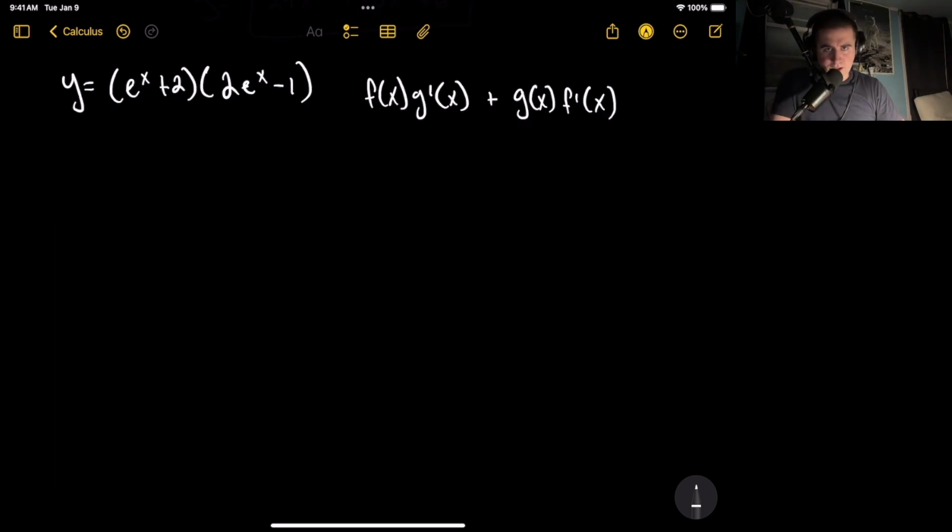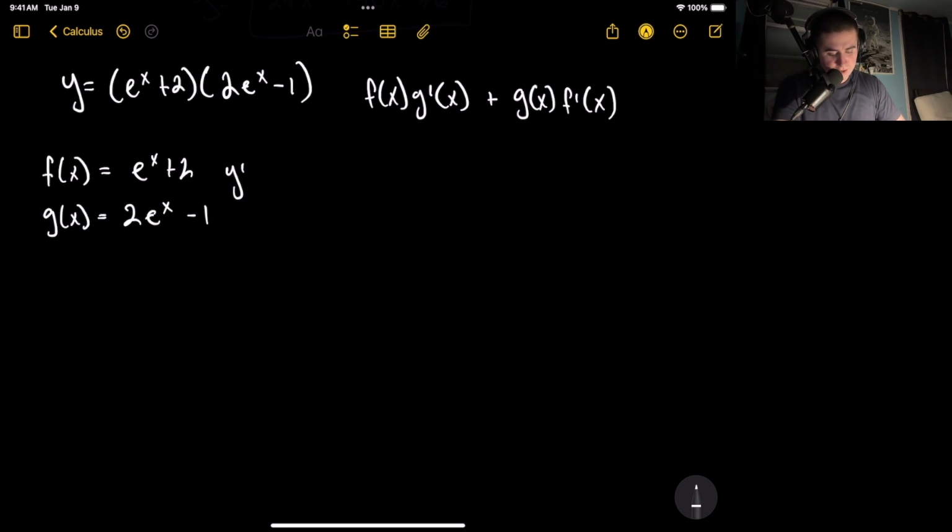All right, so now we are at our second example. We have y equals e to the x plus 2 times 2e to the power of x minus 1. So our f of x is going to be equal to e to the power of x plus 2, and our g of x is going to be 2 times e to the power of x minus 1. Now we'll use our rule.